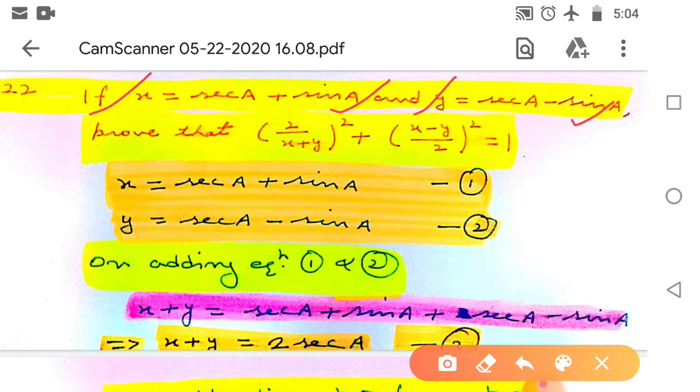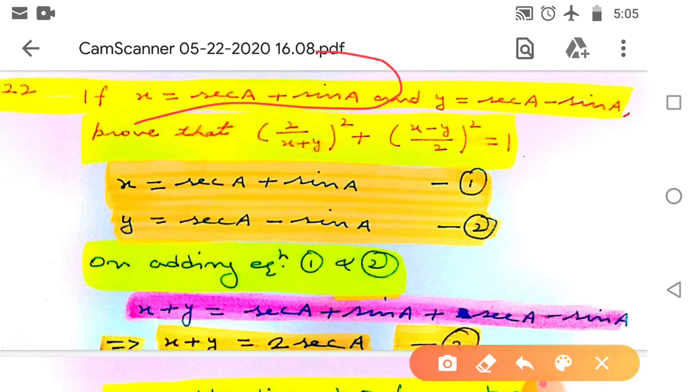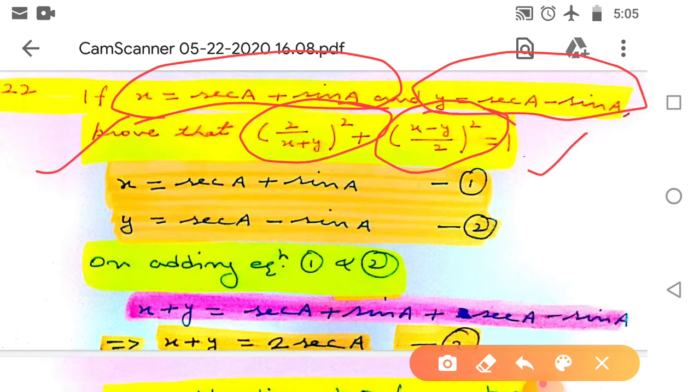X is equal to sec A plus sin A and y is equal to sec A minus sin A. Prove that (2 upon x plus y) whole square plus (x minus y upon 2) whole square is equal to 1. We need to prove this. Clear? Once again, look at the values: x is sec A plus sin A, y is sec A minus sin A, and we need to prove that (2 upon x plus y) whole square plus (x minus y upon 2) whole square is equal to 1.